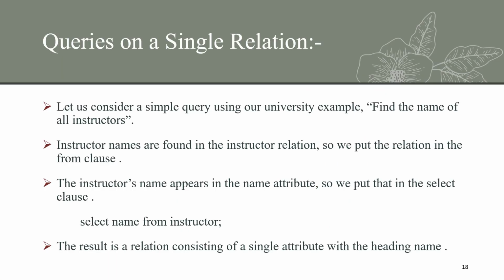Let us construct a simple query using our university example. Find the name of the instructor. Instructor names are found in the instructor relation, so we put the relation in the from clause. For example, select name from instructor. Instructor is a table name. Name is an attribute. The from keyword says from this table, you have to select this attribute and display it.